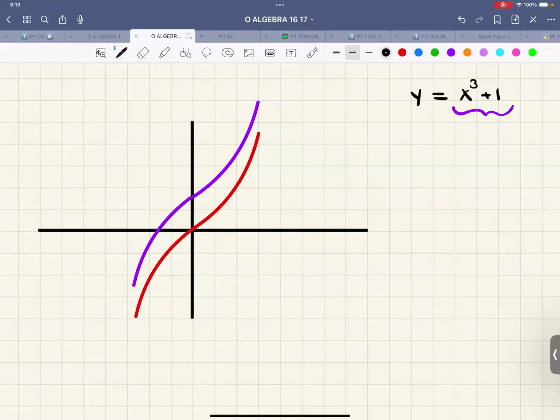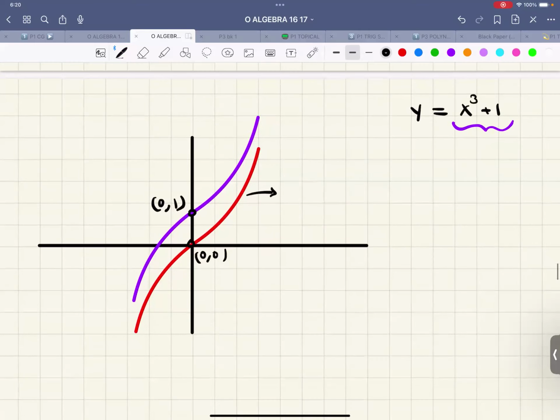What has been shifted? This was the obvious point, which is 0, 0. It is now shifted to 0, 1. So that's how the graph is drawn. This is y equals x cubed. This purple one, y equals x cubed plus 1.